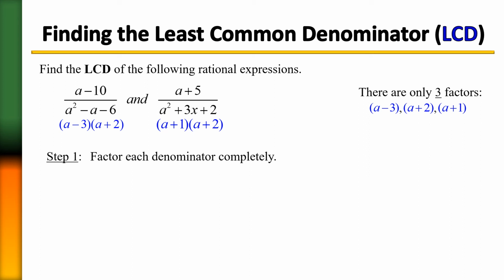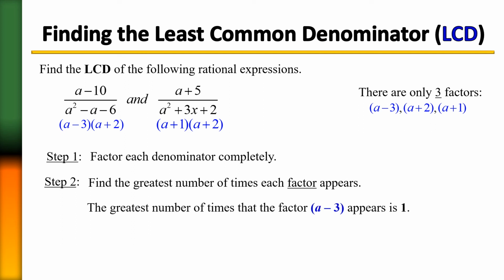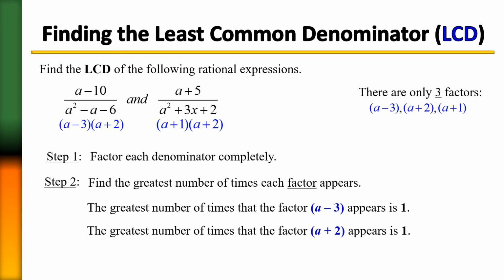Looking at a minus 3, I see it appears once in the first denominator, and does not appear at all in the second, so we have a 1 for that one. A plus 2, I see it once in the first denominator and once in the second denominator. So at most in either denominator, still 1. So we have a 1 for a plus 2. A plus 1 does not appear in the first denominator, but it appears once in the second denominator. So at most, it appears once as well.